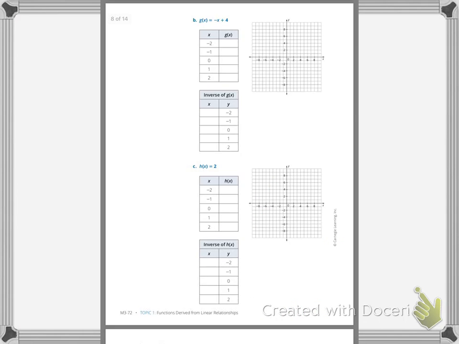Okay, so this one here, same thing, go to y equals, type in negative x plus 4. Go to your table. We're starting at -2, so 6, 5, 4, 3, 2. So -2, 6. -1, 5. 0, 4. 1, 3. 2, 2.